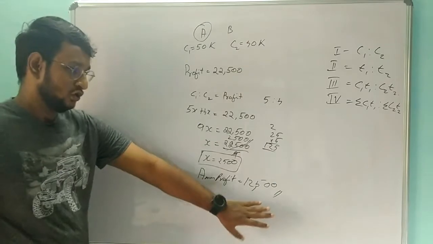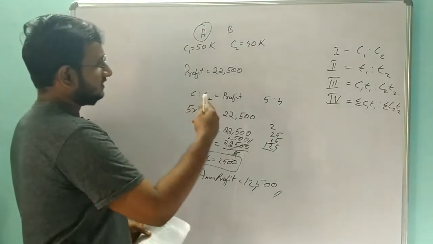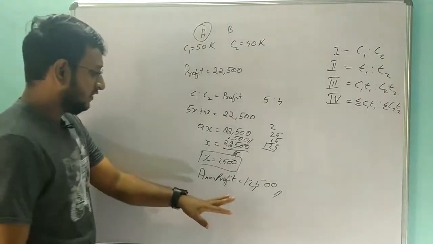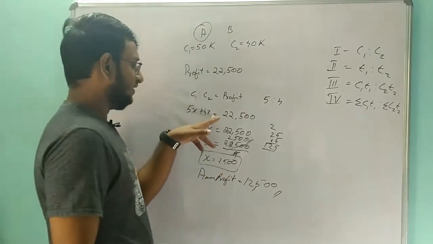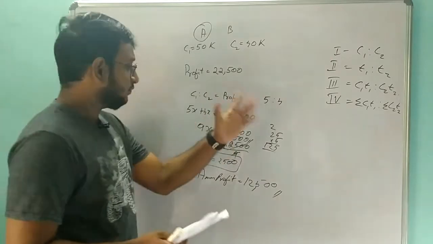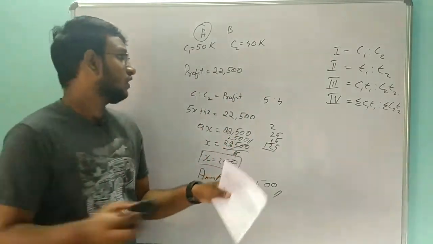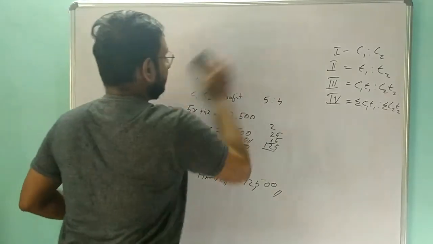So this is his profit. Aman's profit is 12,500. If they are asking us to find B's profit, that is Pranjan's profit, then we need to substitute x in 4x. Then we will get Pranjan's profit as well. Okay, so this is one of the simplest problems using the first scenario. So come on, let's see a few other problems as well.